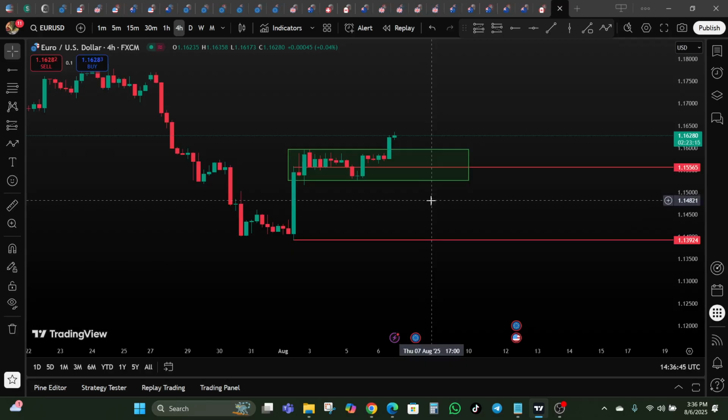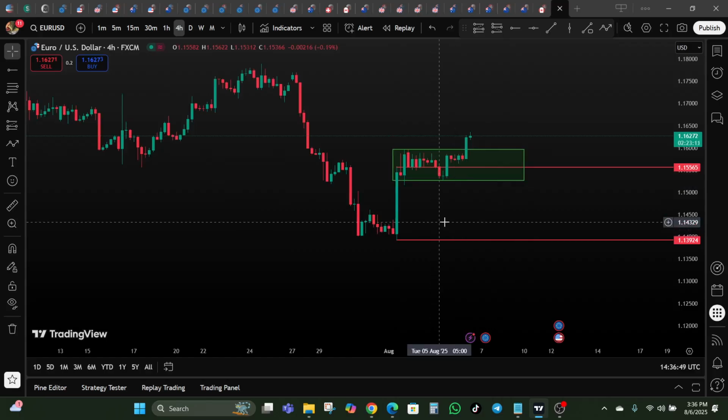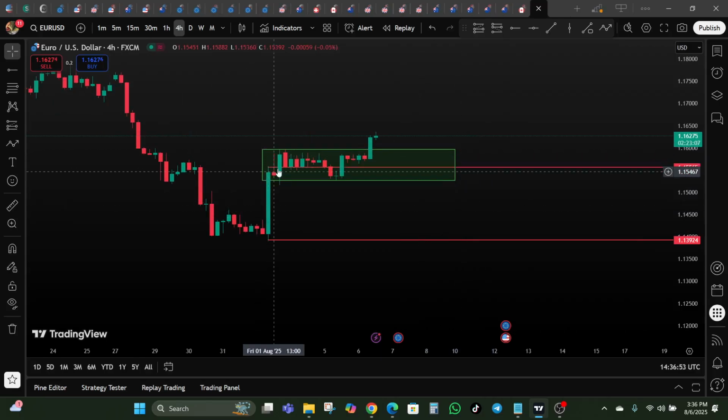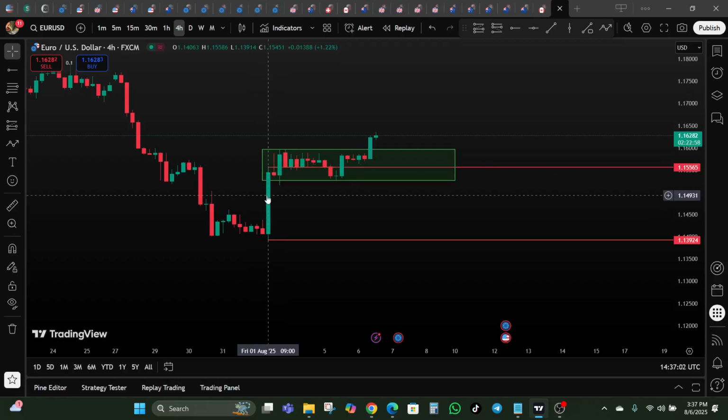Is it aligned with higher time frame structure? Did it occur after a sweep or a news release? For example, when you notice a large candle like this, it could actually be a result of a news release. So you need to confirm if it was a news release that powered such an impulsive candle. Okay, so it's important to take note of all these things. It's very, very important.